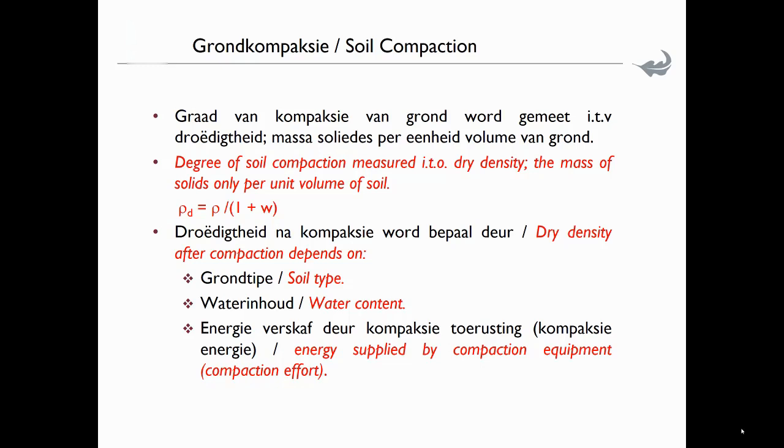The water content plays a very important role, because there is a point where you can have too much water and no longer will get any compaction, and the energy will be wasted. The compaction effort, or the energy supplied by the compaction equipment, is another parameter that determines the dry density.